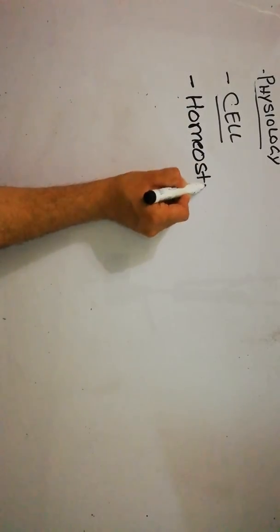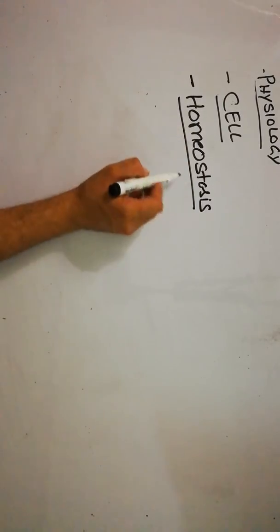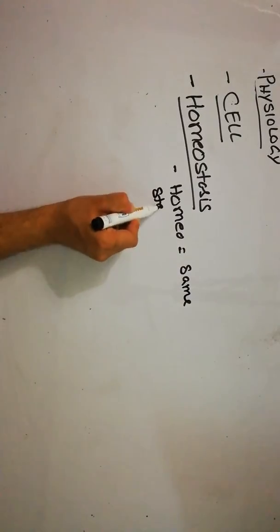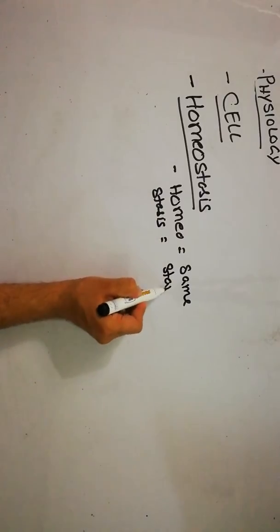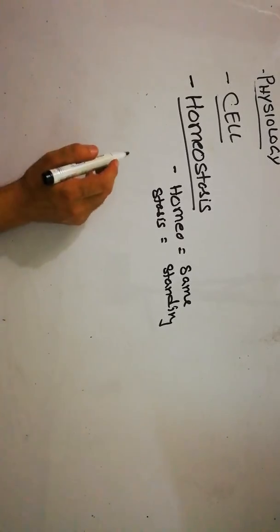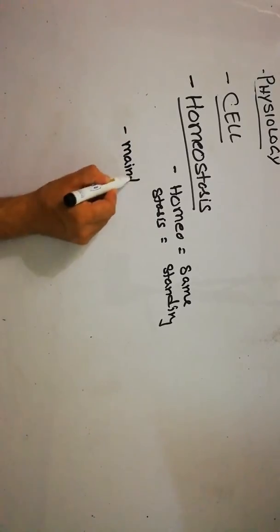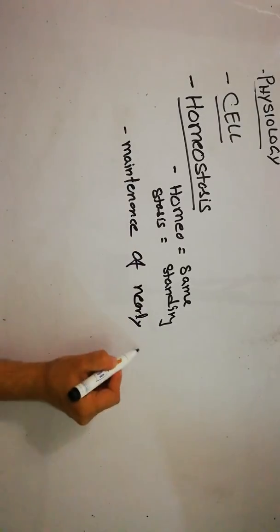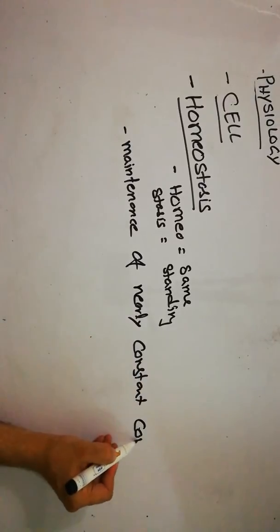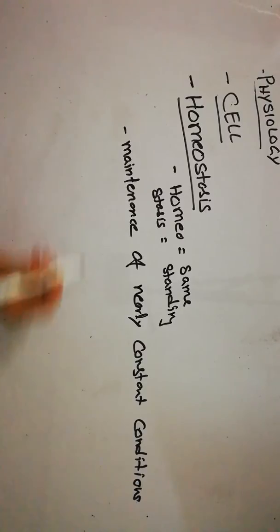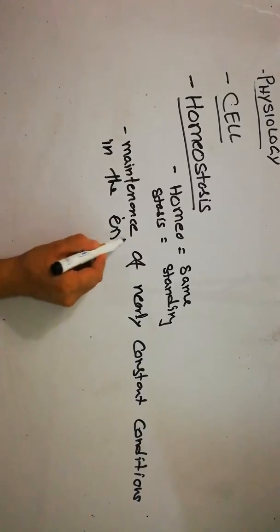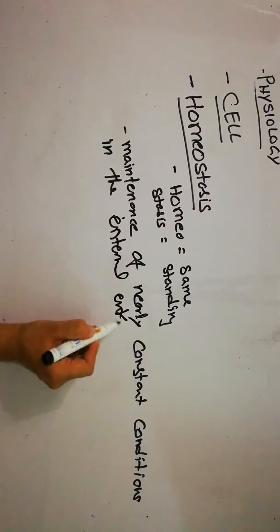Homeostasis. It is derived from two words. Homeo means same, while stasis means standing. So homeostasis is defined as maintenance of nearly constant conditions in the internal environment.